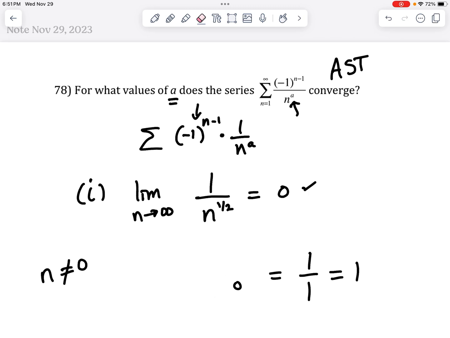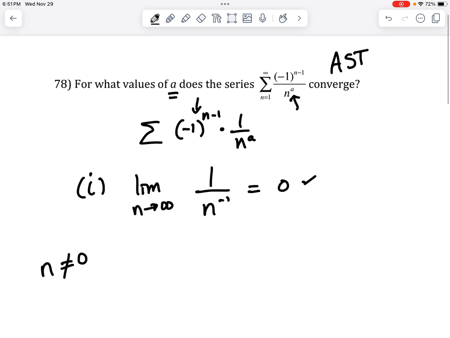What else? I haven't tried negatives. So what about if you use a negative? So if we then say the exponent is, say, a -1. Well, in that case, that means invert the fraction, so you get n to the 1. And if n is going to infinity, well, that does not equal 0. So that's not going to work.